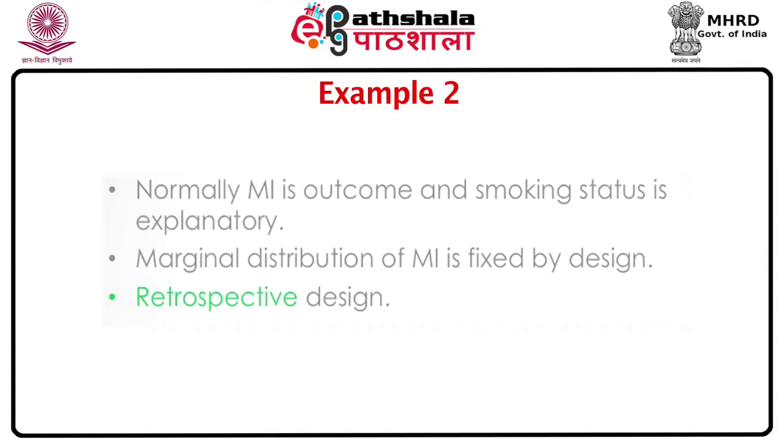However, if we look back to how we have collected the data, we have done so using a retrospective design. That is, we have collected data on x given y. So the marginal distribution of MI is fixed by design. What this means is that we have fixed how many cases we want to sample and how many controls we want to sample. And in this case, we have looked at the distribution of x. This is something called a retrospective design and needs extra methods for analysis.